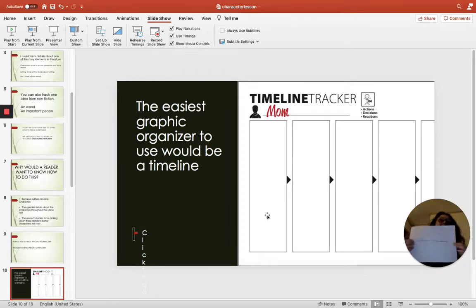But remember, we're not rewriting the story, we're taking notes. And note taking is abbreviating short text, like the way you do text messages. They're very short and sweet.